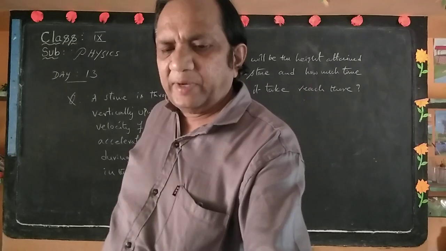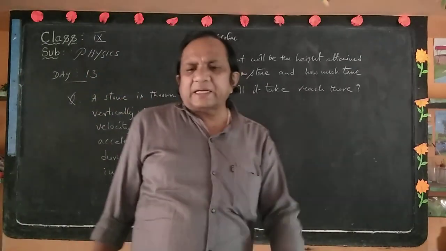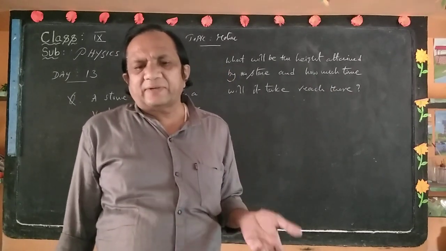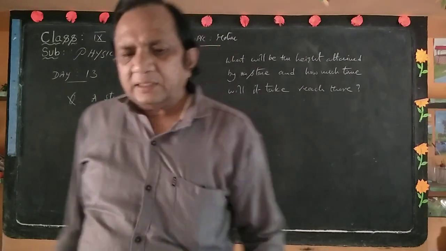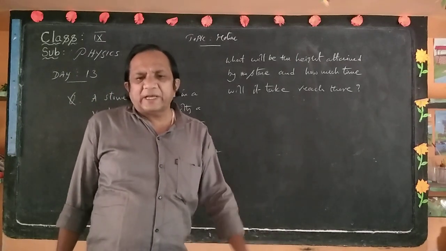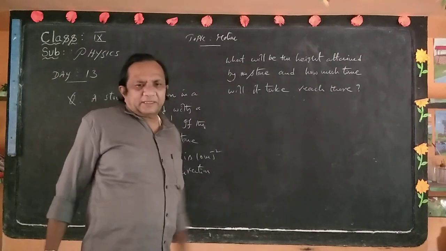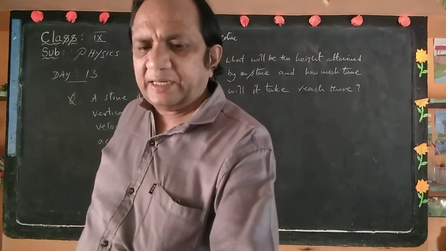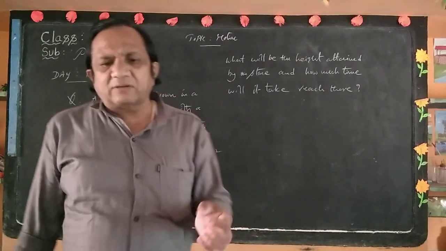And acceleration will be 10 meter per second square, in the direction opposite to the trajectory of the stone. That's why we consider it with the minus sign. Then substitute in the formula v square minus u square is equal to 2as. We get the acceleration, u will be there. Then we can calculate the distance value first. Distance means maximum height reached. That we have to calculate at first.